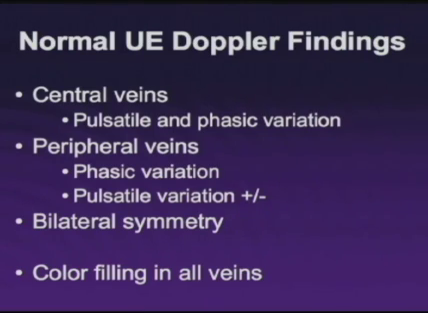Peripheral to the mid-subclavian, we will see phasic variation, and we may or may not see pulsatile variation. We do expect to see symmetry, so if one arm demonstrates pulsatile variation, we expect the other arm to show the same degree of pulsatility. We also expect to be able to fill the entire vein with color.